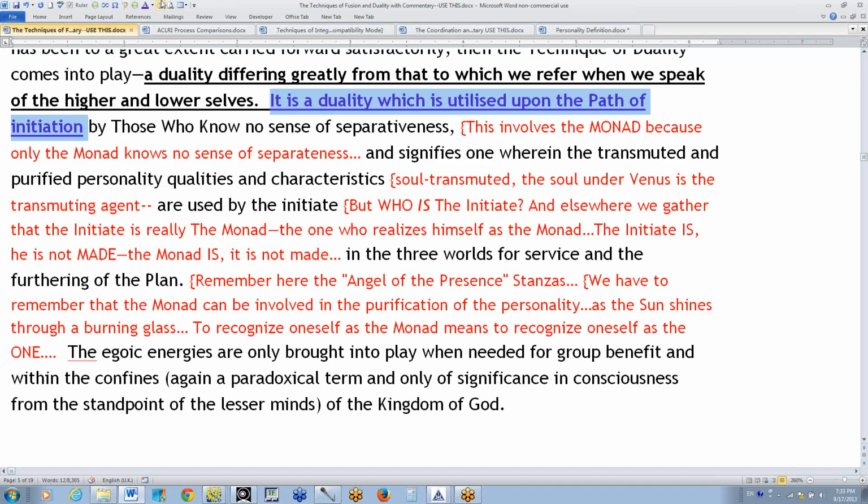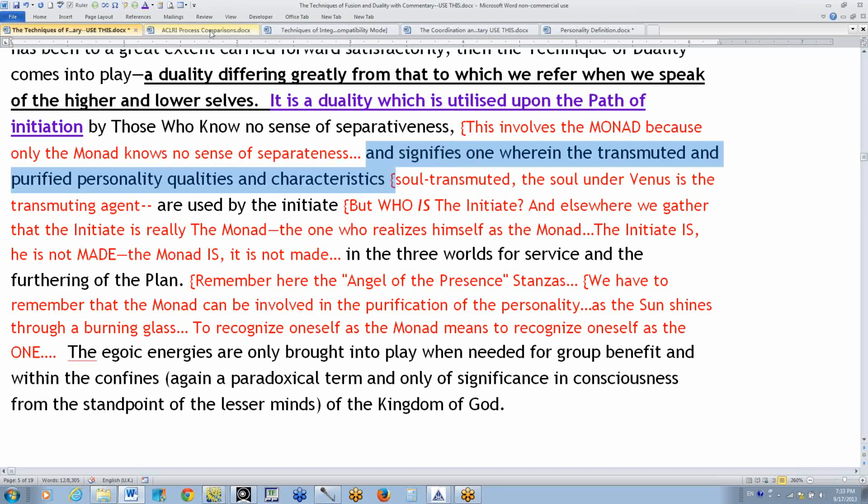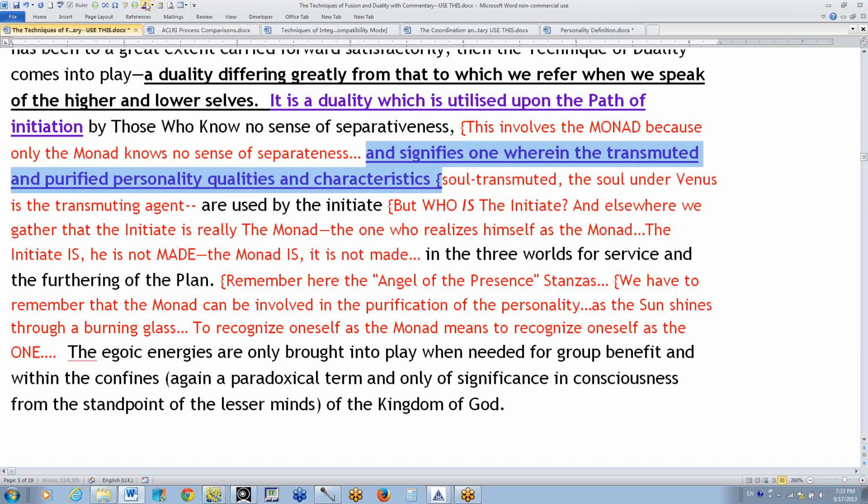no sense of separateness, and it's so easy to fall into the separateness, whether of the mind or the astral body or even the physical body can cause it, and signifies one wherein the transmuted and purified personality qualities and characteristics are used by the initiate. So we have to ask ourselves to what extent are the personality qualities of our personality ray purified, transmuted, elevated, the higher part of ray expression, are used by the initiate in the three worlds for service and the furthering of the plan.